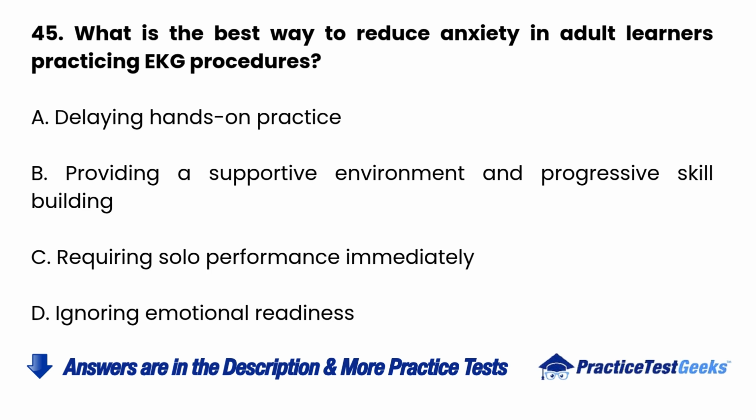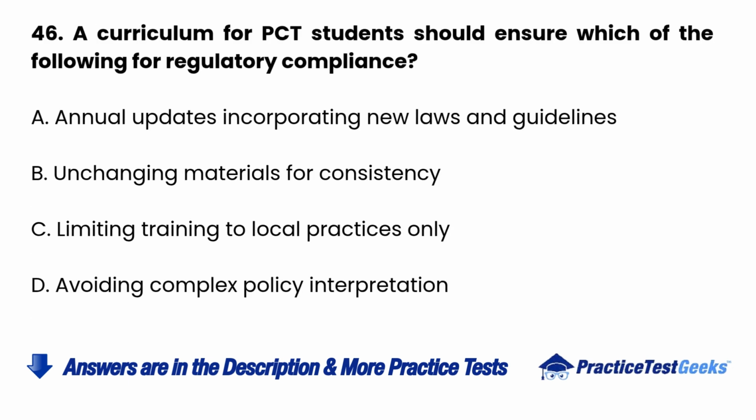45. What is the best way to reduce anxiety in adult learners practicing EKG procedures? A. Delaying hands-on practice. B. Providing a supportive environment and progressive skill building. C. Requiring solo performance immediately. D. Ignoring emotional readiness.